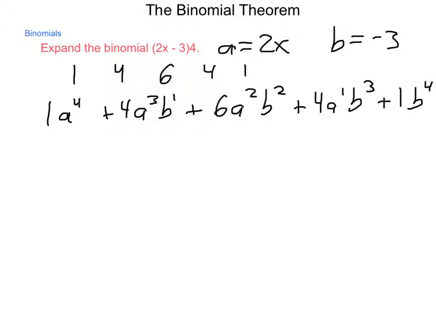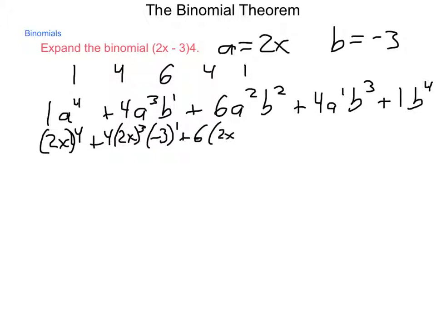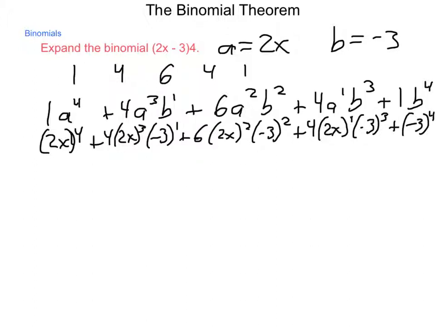So what we'll have here is 2x to the 4th plus 4 times 2x cubed negative 3 to the 1st plus 6 times 2x squared negative 3 squared plus 4 times 2x to the 1st negative 3 cubed plus negative 3 to the 4th.